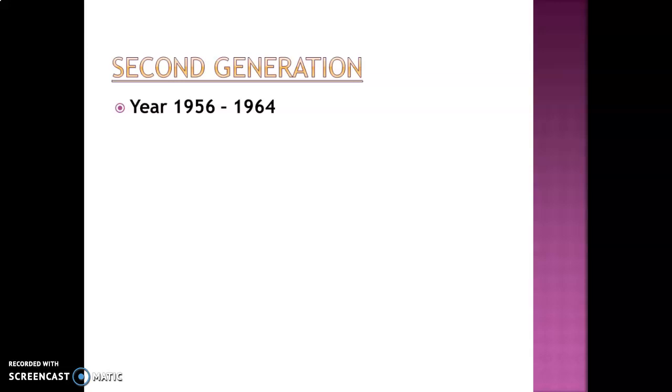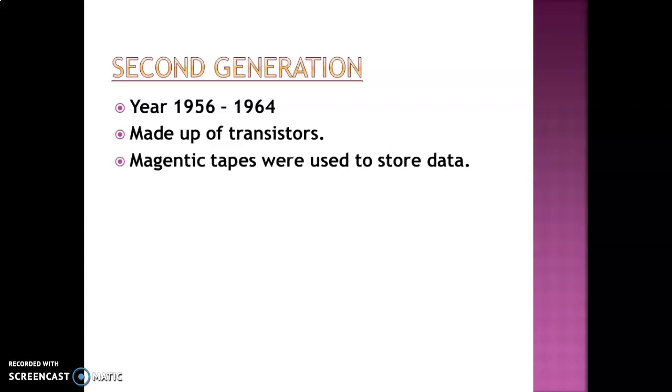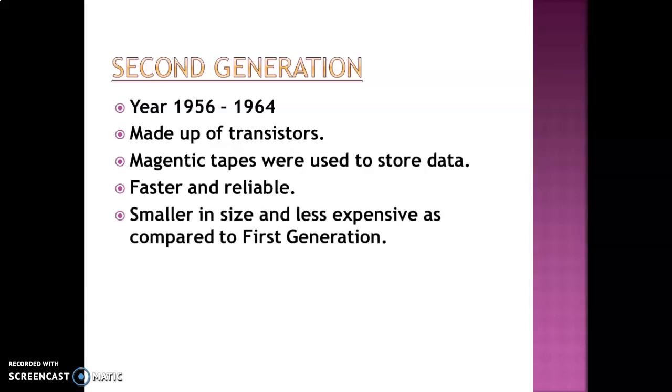The next is second generation. Second generation started from 1956 and it ended in 1964. In this generation, the computers were made up of transistors. Again, you can see the picture of transistors on page number 11. It is given in the book. At that time, magnetic tapes were used to store the data. They were faster and reliable as compared to the first generation, and they were also less expensive and smaller in size.